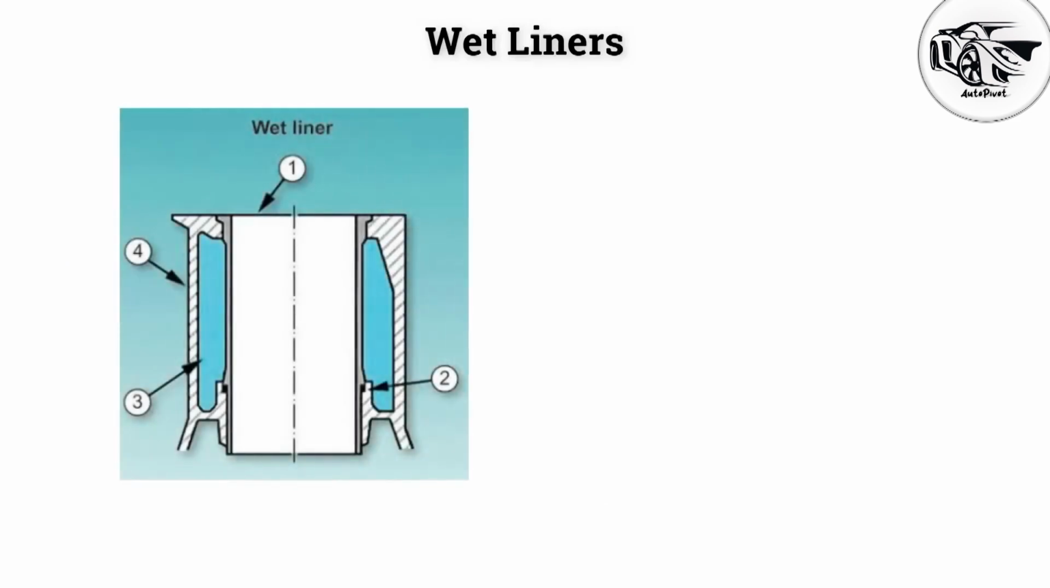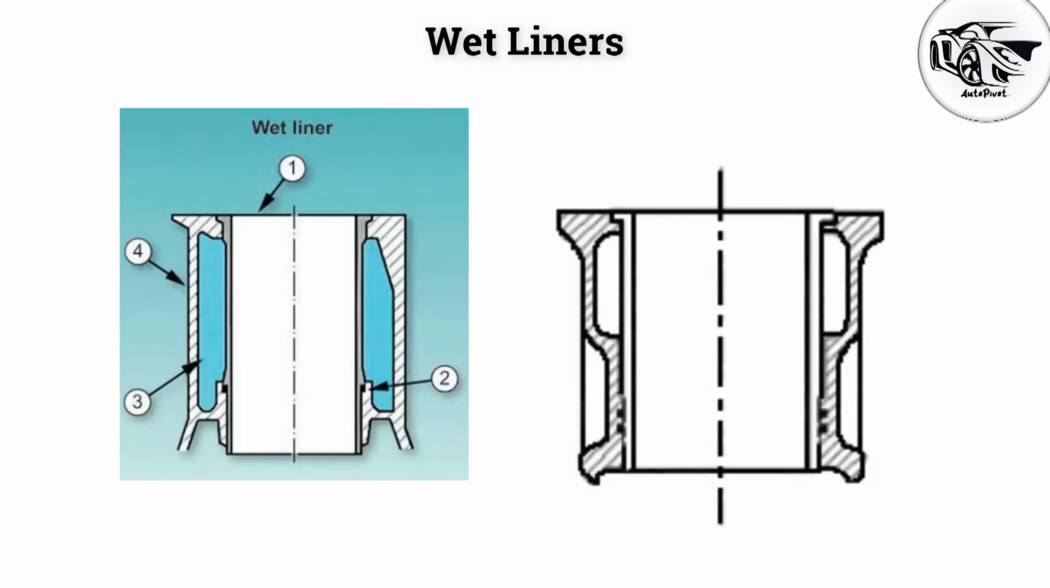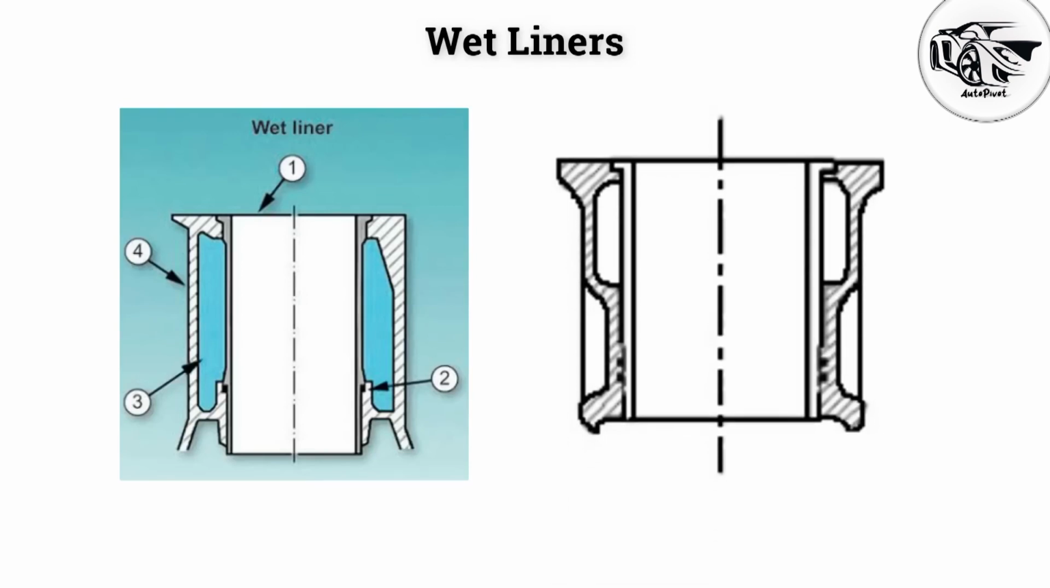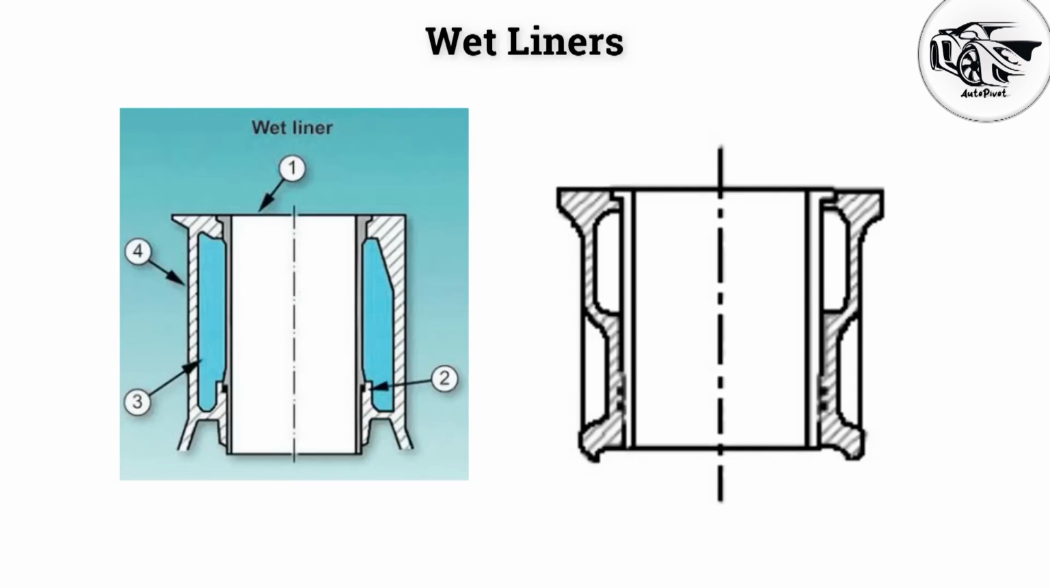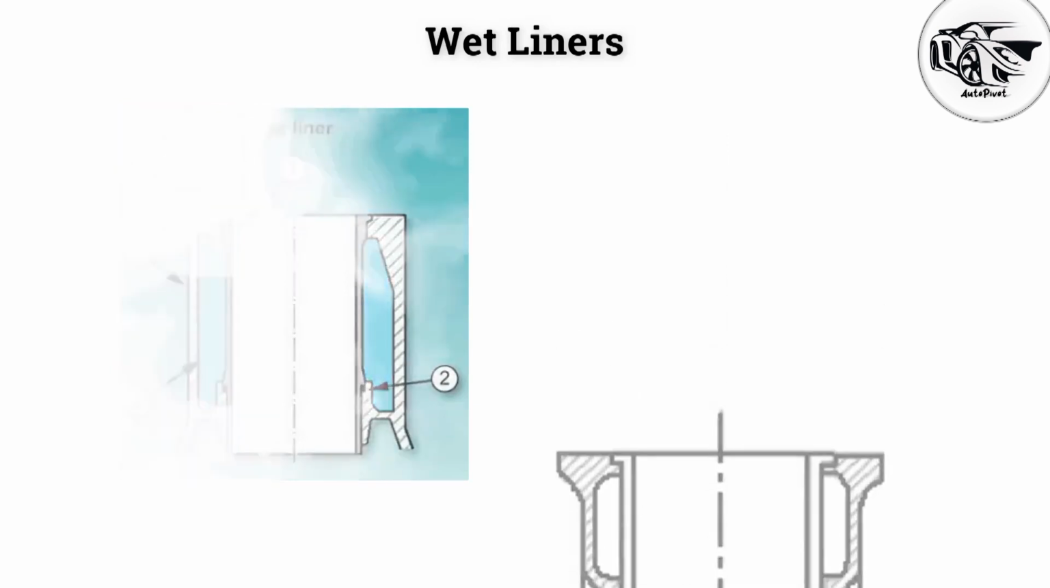Wet liners will be in direct contact with the cooling water at their outer face. Because of this, these liners need not be machined very accurately at the outer surface. However, they have to be machined accurately at the inner surface.